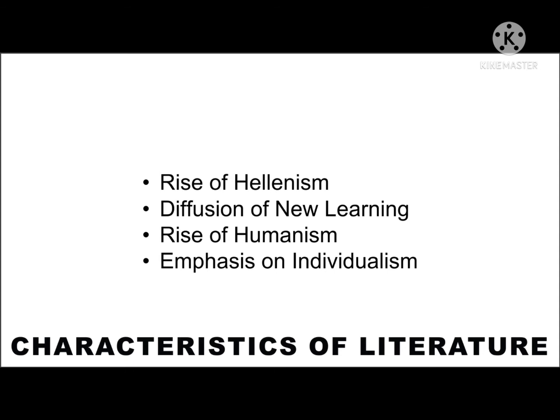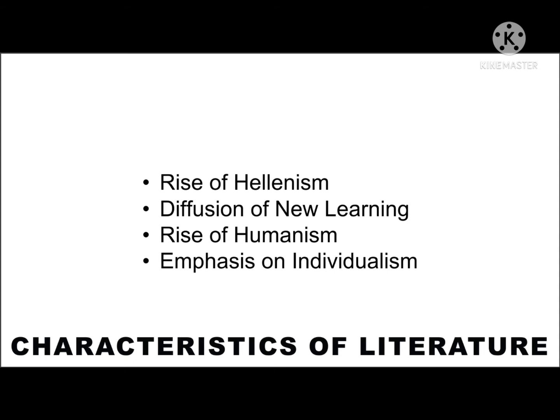Now, for the characteristics of literature during the Renaissance period, we have listed here four descriptions. The first one is the rise of Hellenism, because during that time they fell in love with anything concerning Greek or Greece. Next is the diffusion of new learning, because during that period, it caused the people to have further studies, and with further studies, of course, it changed their outlooks in life and in the world.